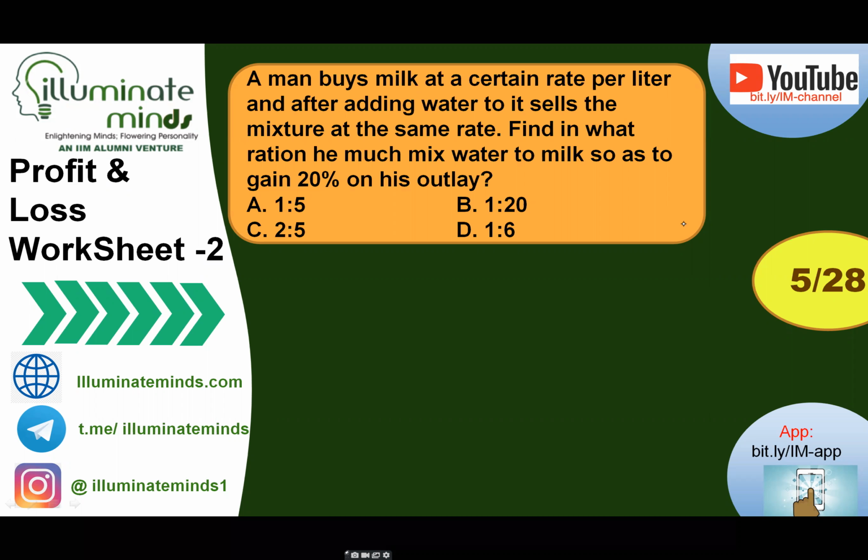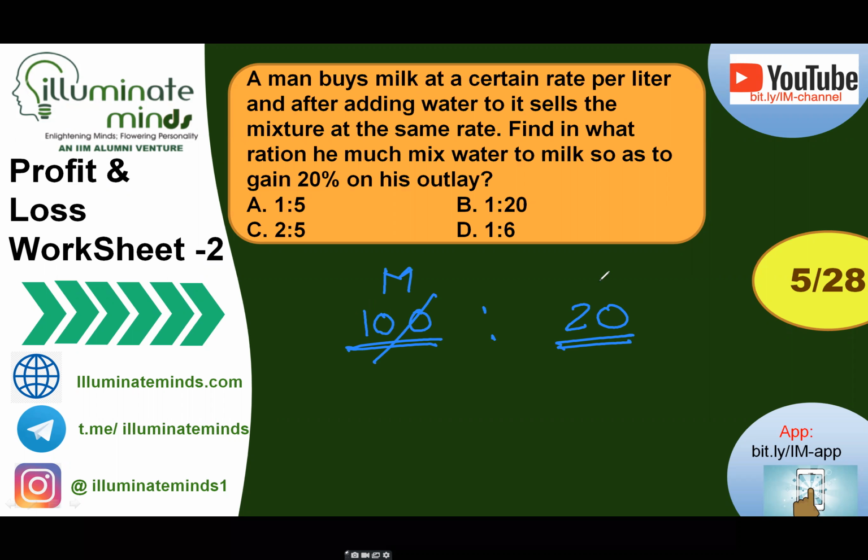So we have already done the one sheet. This says a man buys milk at a certain rate per liter, and after adding water to it, sells the mixture at the same rate. Find in what ratio must he mix water so as to gain 20% of the outlay. No problem. So 100 liters of milk is there. If you want to attain 20% profit, add 20 liters of water. That will be your direct profit.